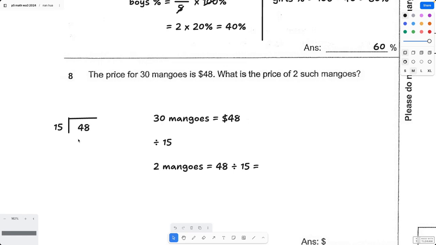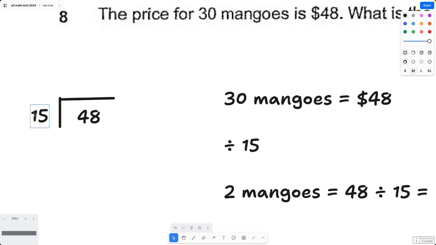Okay. So for this case, the multiple of 15, what can we get that's closest to 48? If you were to calculate, it should be minus 45. So 3 times 15 will be 45. So we're going to put 3 here.